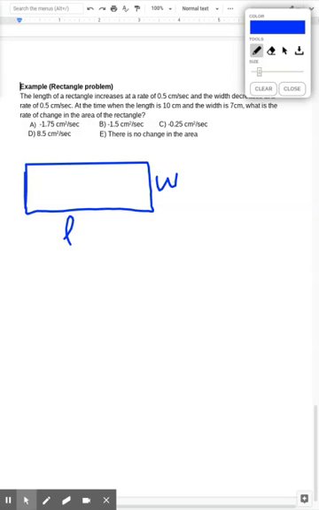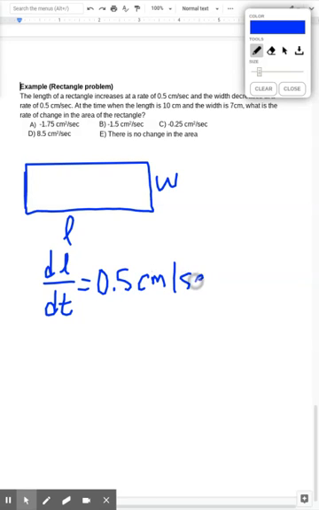We know that the rate that the length increases, so that's the derivative, rate is derivative. So dL/dt is equal to 0.5 centimeters per second, and the width is decreasing, so that'd be a negative rate, so that is negative 0.5 centimeter per second.